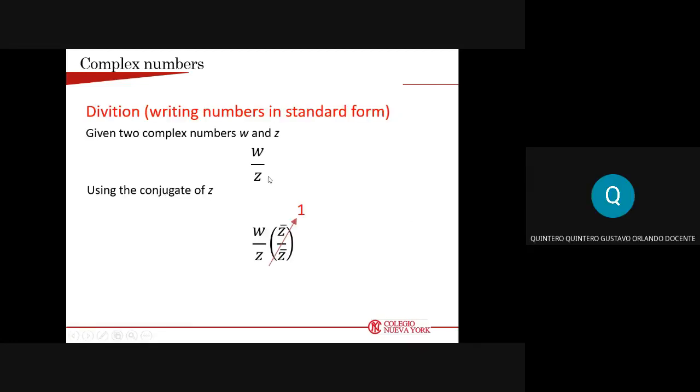Yes, my friend. No matter what the denominator is, multiply by the conjugate of the denominator. If you multiply by the conjugate of the numerator, then you have mistakes, all right? You can do that if you want to do other operations with complex numbers. But for division, use the conjugate of the denominator.